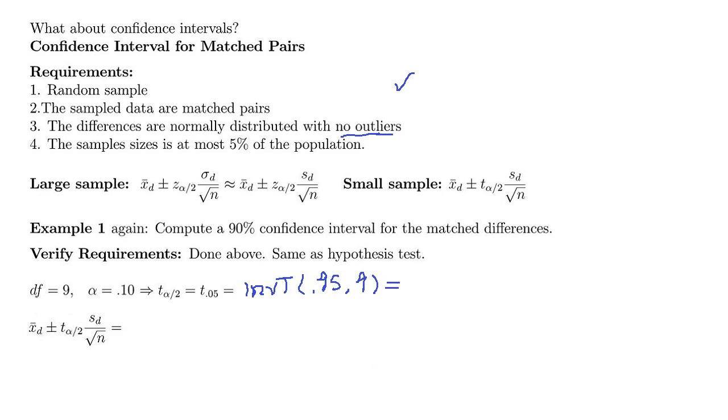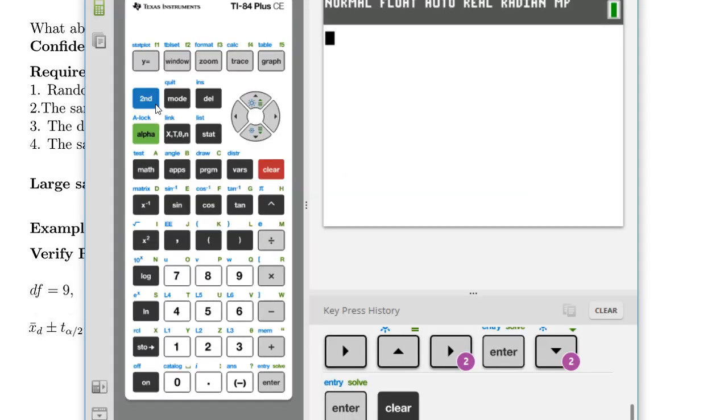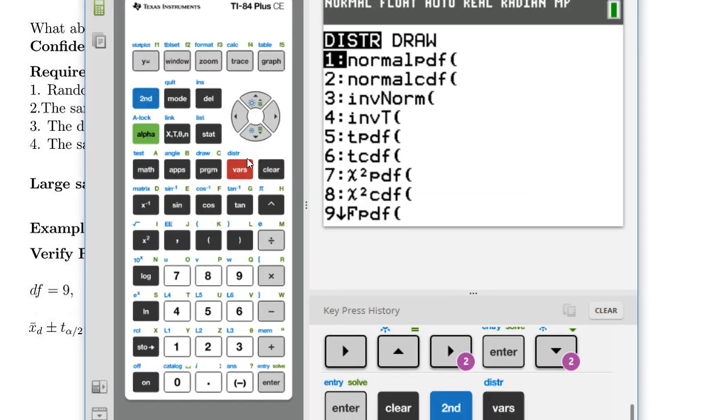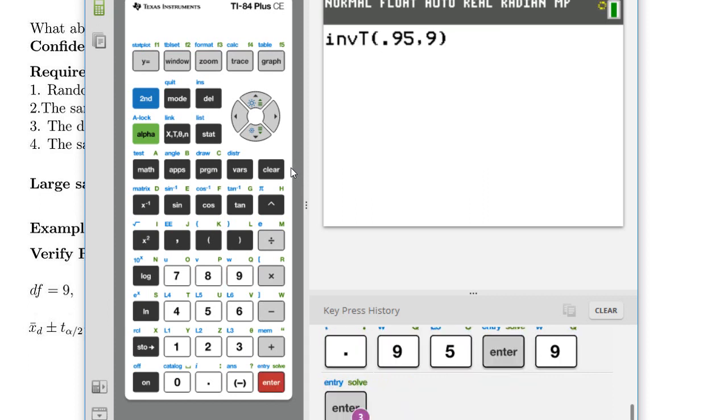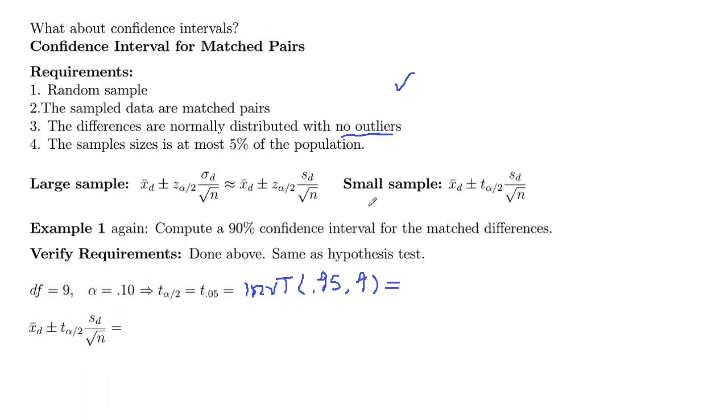Go ahead and enter that in the calculator. So that's second variables, inverse t, number 4. 0.95 is our left area. Degrees of freedom 9. 1.83. It's the same thing that we got in the first part of this example.